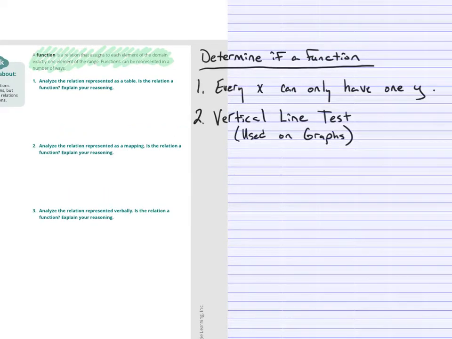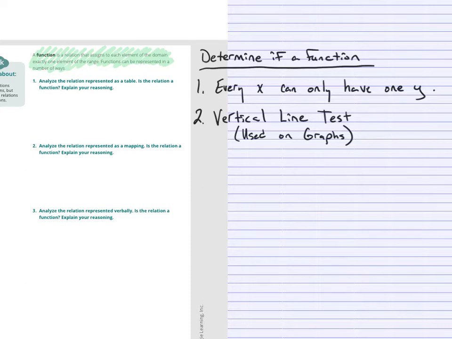All right, on page 42 at the very top, you can see I have highlighted in green the definition of function. A function is a relation that assigns each element of the domain exactly one element of the range. Functions can be represented in a number of ways. Now, that's kind of a complicated definition, so we're going to try to simplify this down, and I'm even going to try to give you an example to help you remember it.